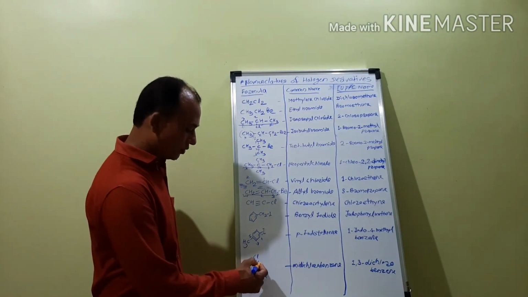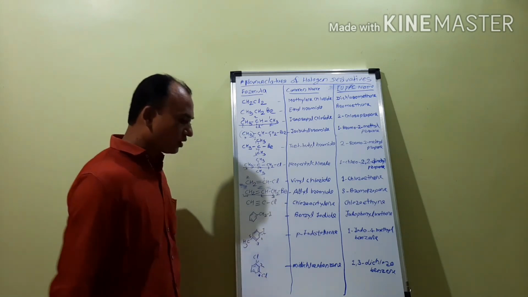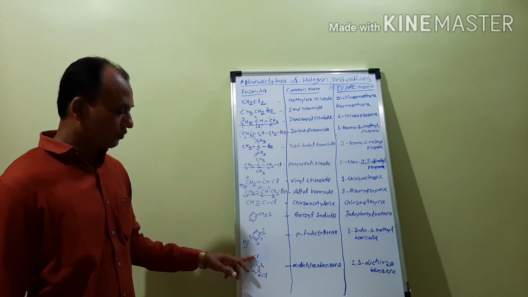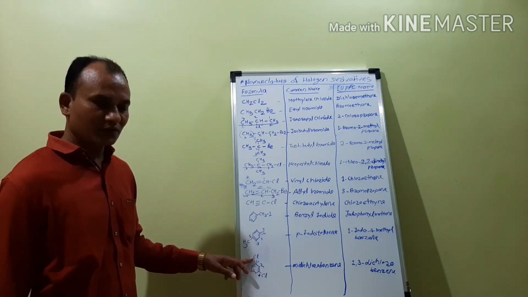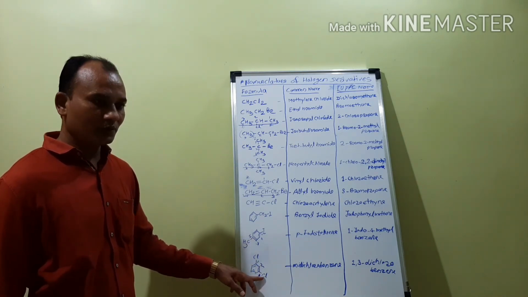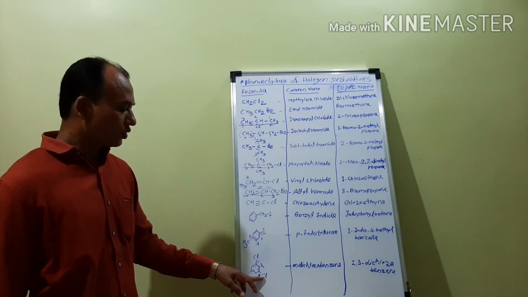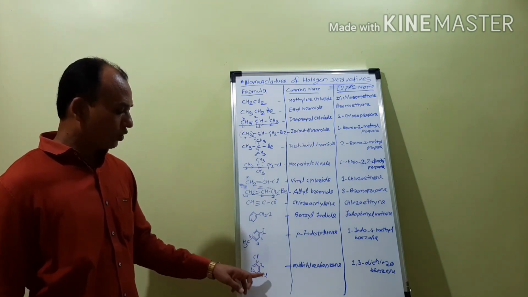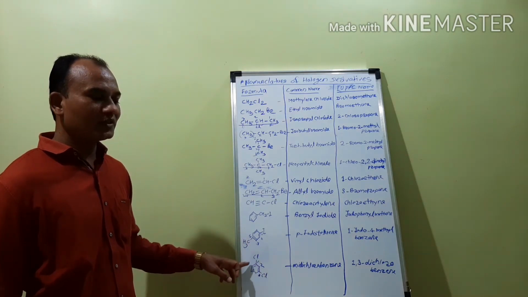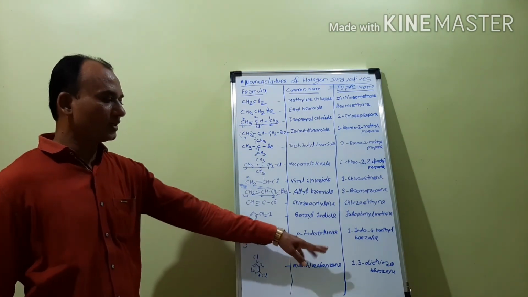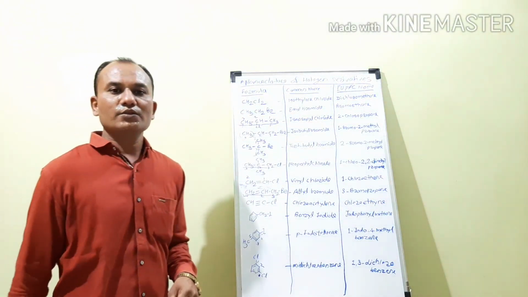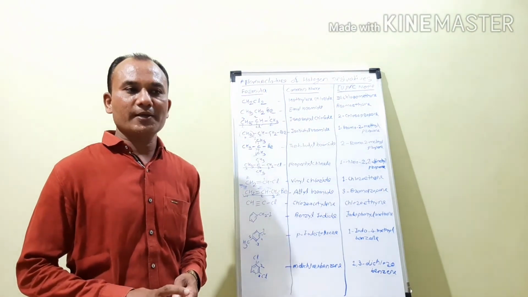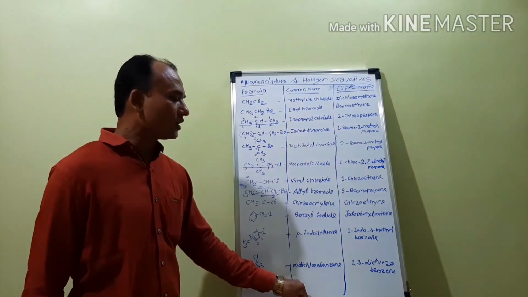For the IUPAC name you have to follow the same rule. This is carbon number 1, this is 2 and this one is 3. At the first carbon atom and at the third carbon atom there is an attachment of chlorine, so it becomes 1,3-dichloro, and the parent compound is benzene, so it becomes 1,3-dichlorobenzene. So in this way we can give the common names and the IUPAC names to halogen derivatives.